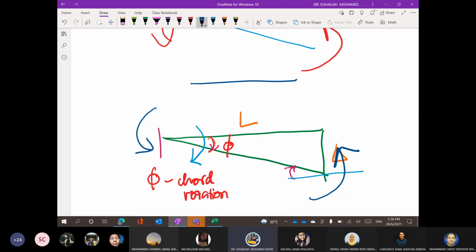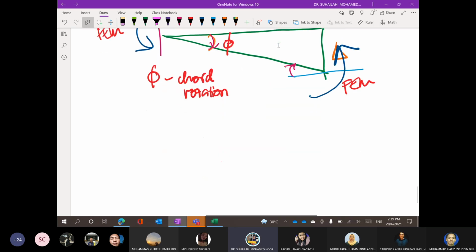Okay, this is the fixed end moment. This is FEM, the dark blue. This is the FEM. And the angle is the maroon one. The angle is positive, the FEM negative. Means that between chord rotation and moment, these two are always opposite.